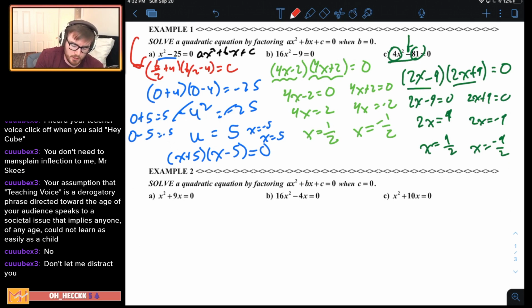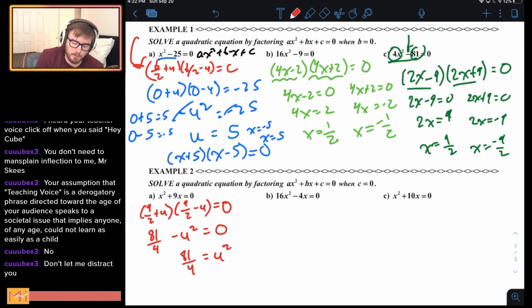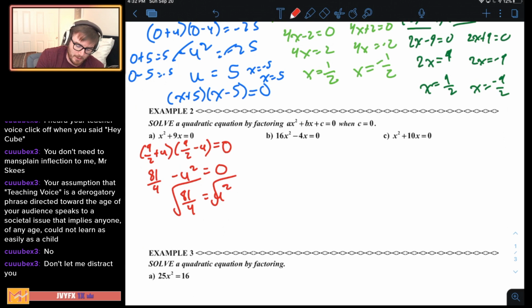So b over 2, 9/2 plus u, 9/2 minus u equals c, which is 0, because there's no c term. So 81/4 minus u squared equals 0. Interestingly enough, I just squared something, and now I'm going to turn around and take the square root. You see that? So I have 9/2 equals u. I squared 9/2 times 9/2, and then turned around and took the square root of it again.